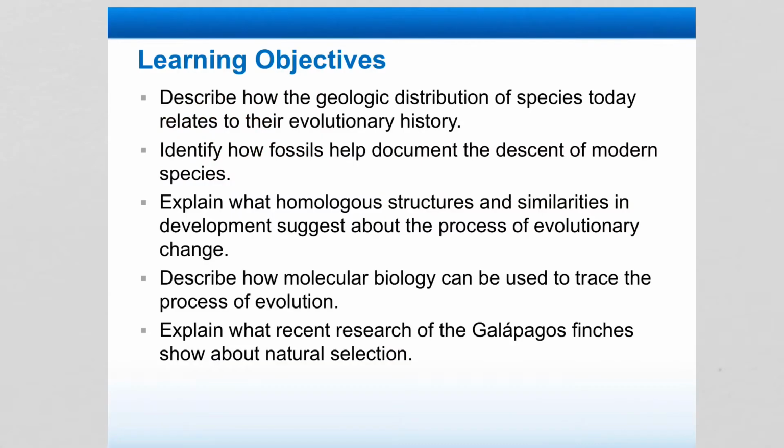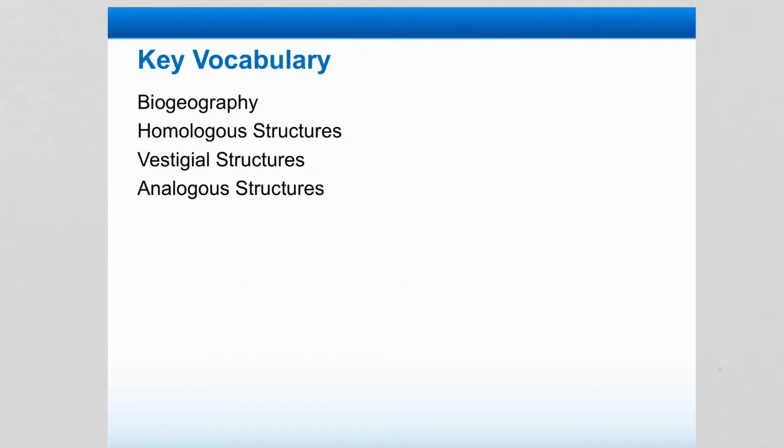So these are the objectives that we're going to go over in this chapter. I'll give you a second to read them all. You will see the slide show up as we do each little part. But we're going to start right now with describing how geological distribution of species relates to their evolutionary history. Our key words for this chapter are biogeography, homologous structures, vestigial structures, and analogous structures.